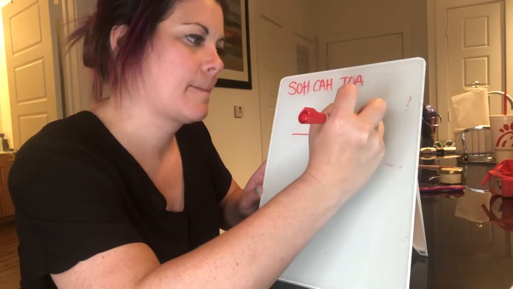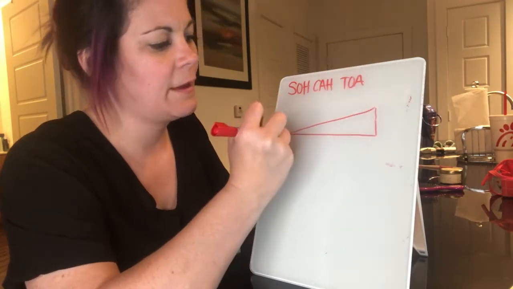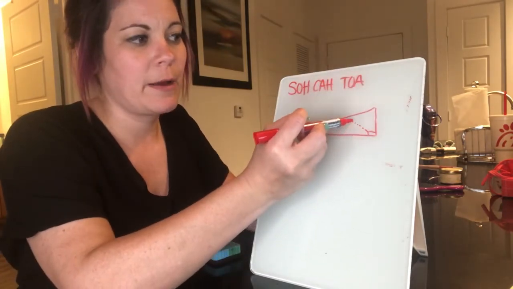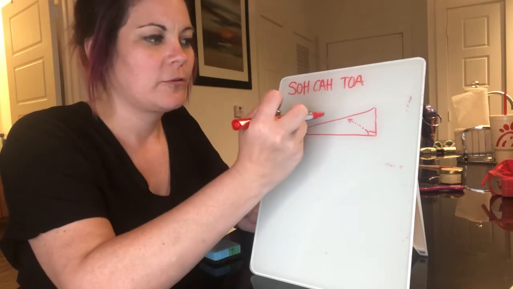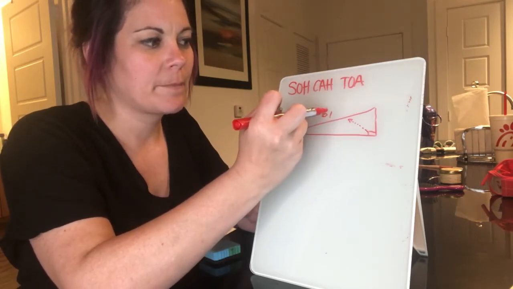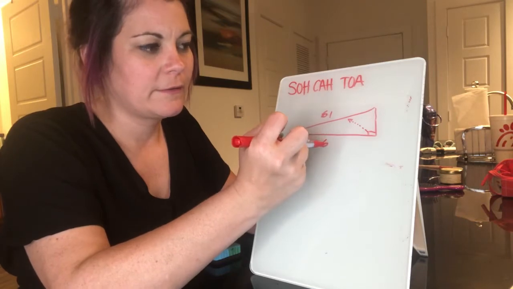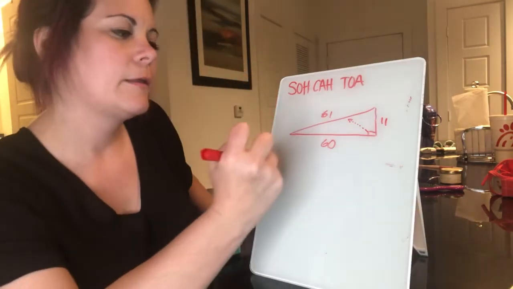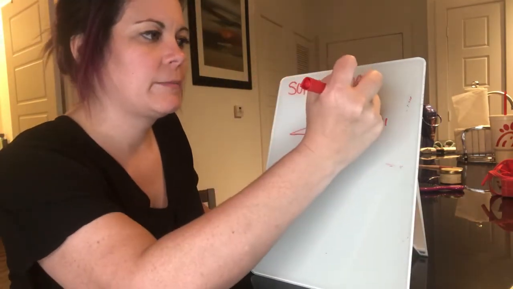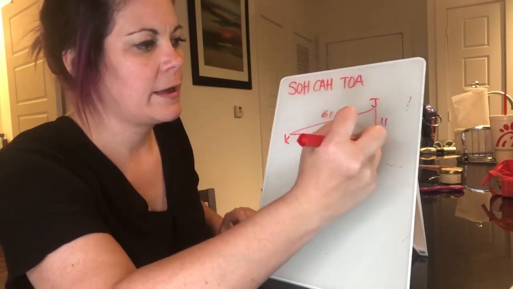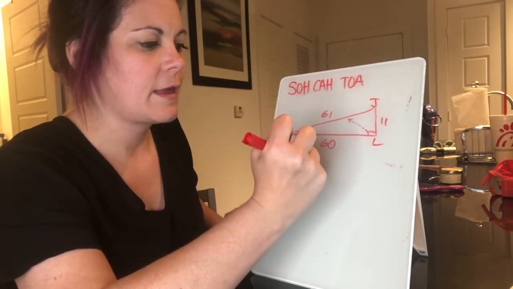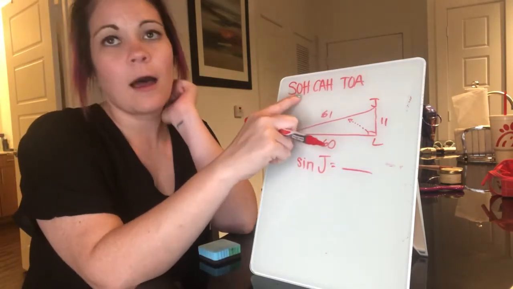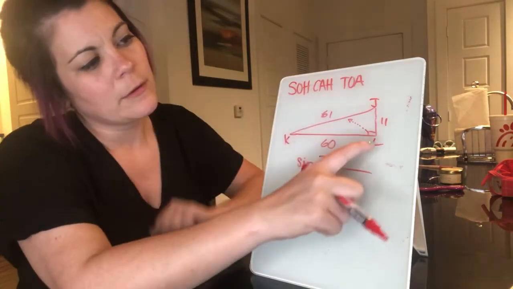So we have our triangle. Here's our right angle. So knowing that this is our right angle, we know our hypotenuse directly across from it is right there. So 61, 60, and then 11. Let's name it J, K, L. I want to know the sine of J. What would that be? Well, sine is opposite over hypotenuse.